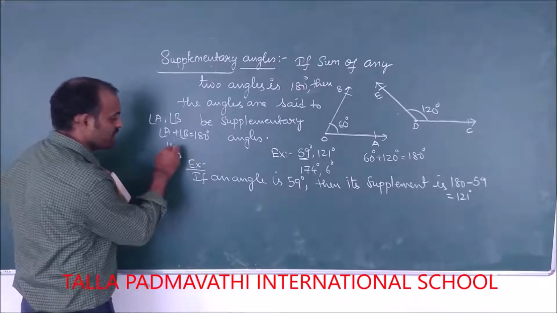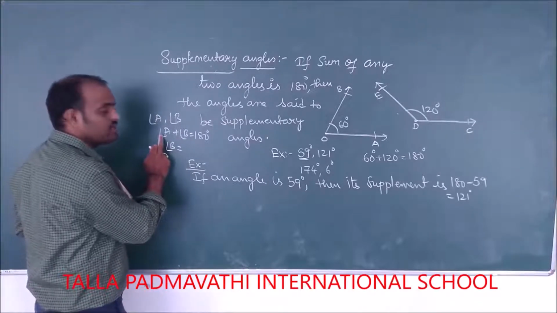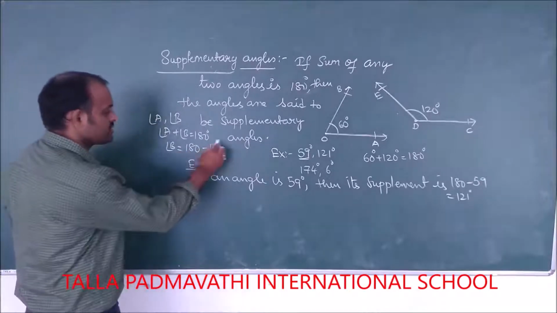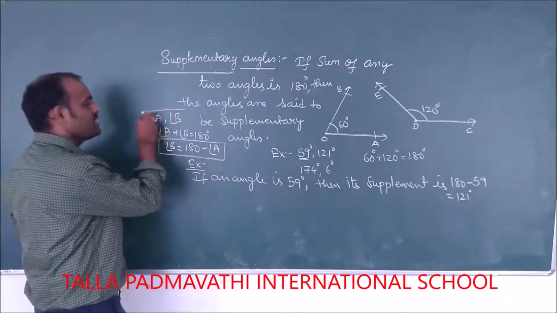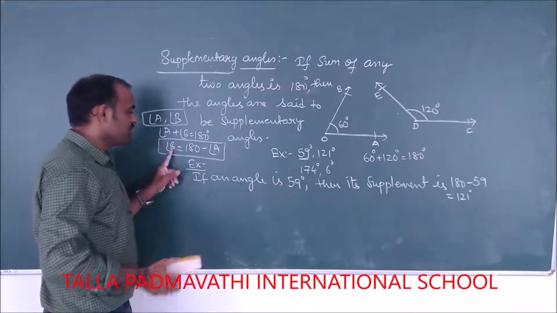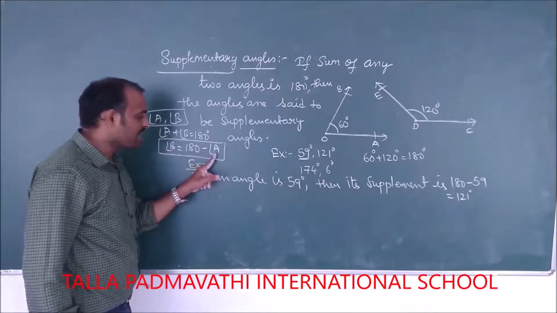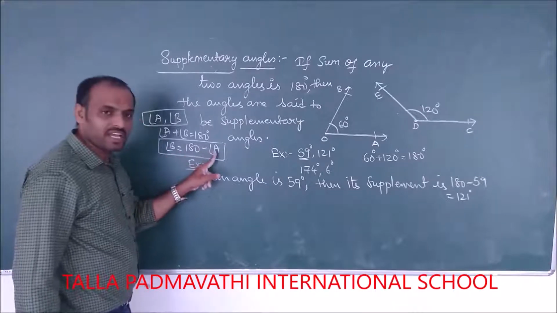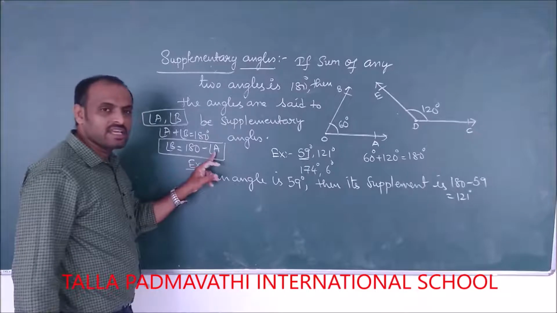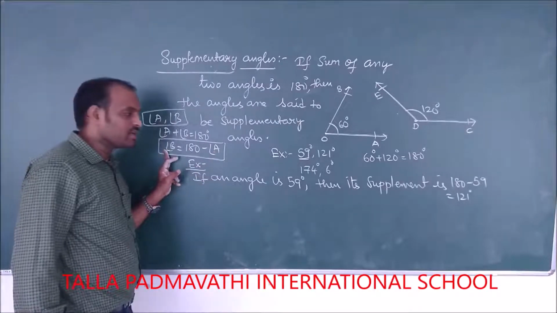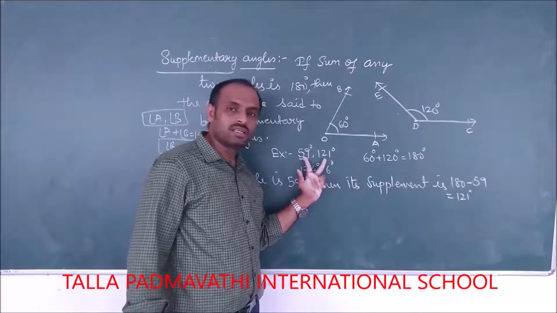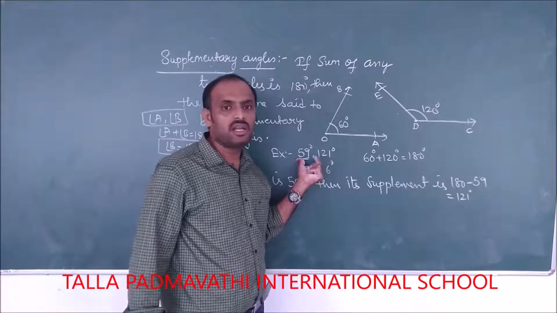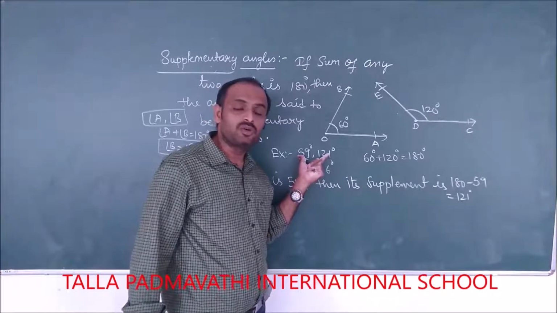Then if I want angle B, I should transpose angle A to the right hand side. That means 180 minus angle A. If you want angle B, you should subtract angle A from 180. So angle B is called the supplement of angle A. At the same time, angle A is called the supplement of angle B. If two angles are there and their sum is 180 degrees, then the angles are said to be supplementary angles and they are supplements to each other.